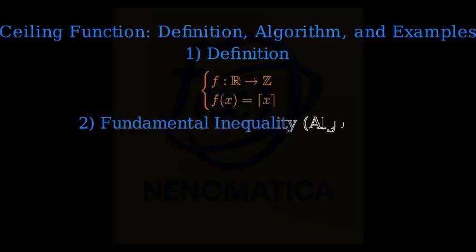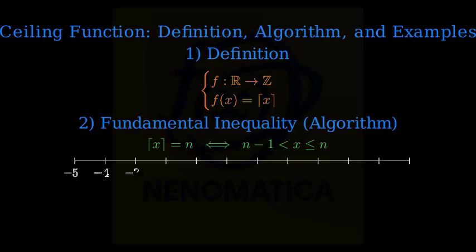Step 2. The fundamental inequality. The ceiling of x equals n if and only if x is strictly greater than n minus 1 and less than or equal to n. This is the core algorithm we will always use to solve equations with the ceiling function. Now, let's see it as a picture on a number line for a specific n, say n equals 4. We will highlight the open endpoint at n minus 1 and the closed endpoint at n. This shows that all x in the open-to-closed interval produce the same ceiling value n.